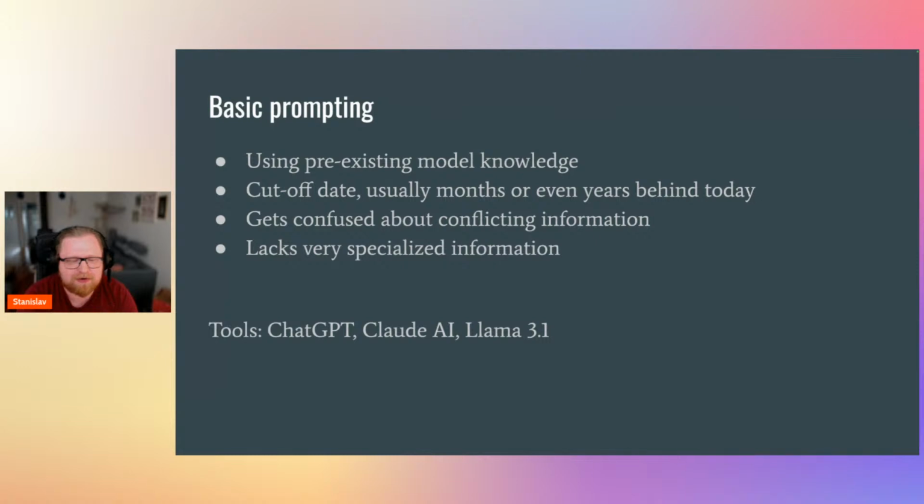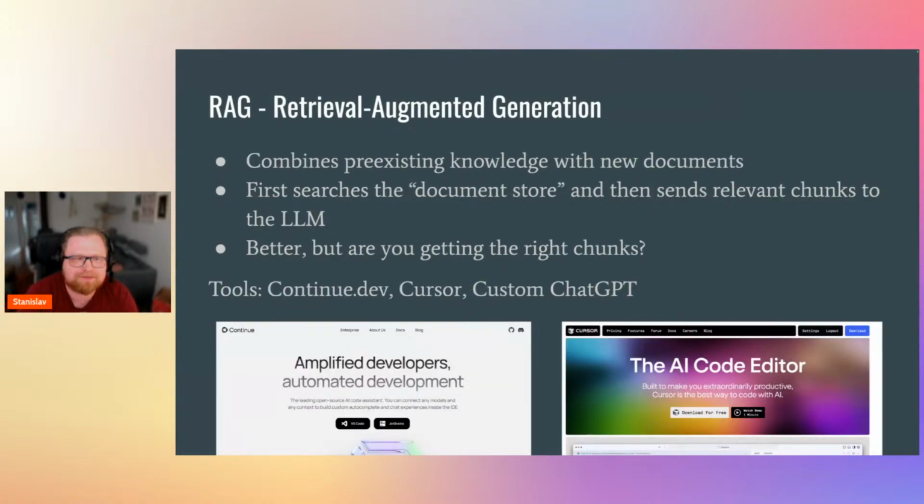But this is the basic prompting. We have tools like ChatGPT, Claude AI, and Llama 3.1, which was just released. So this is okay, but we can do better than this. The second way of prompting the AI is to use something called RAG, retrieval augmented generation.